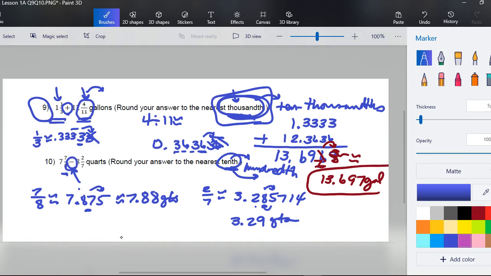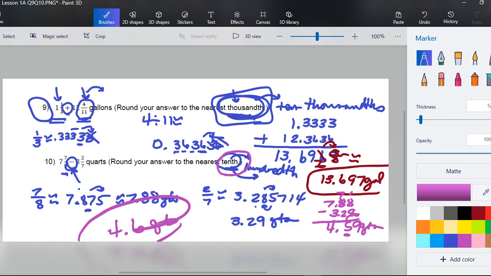So let's take our 7 and 88 hundredths, subtract our 3 and 29 hundredths. You can do this in your calculator. You can do this by hand. But it looks like we're getting 4 and 59 hundredths quarts. However, paying attention, they want our final answer to be to the tenths. So looking at my 5, the 9 says go up 1. So final answer of 4 and 6/10 quarts.